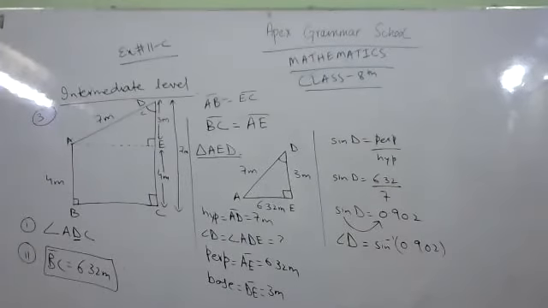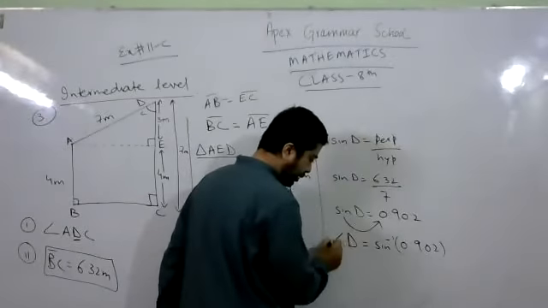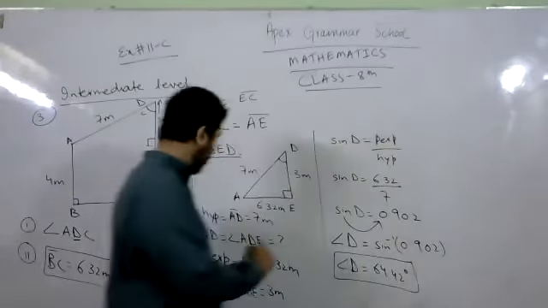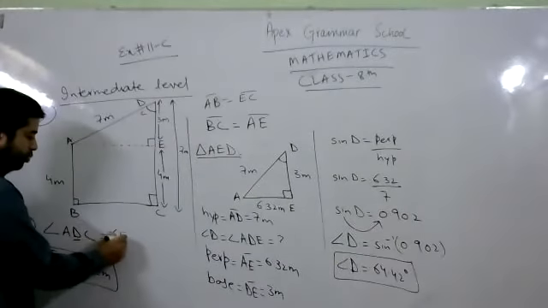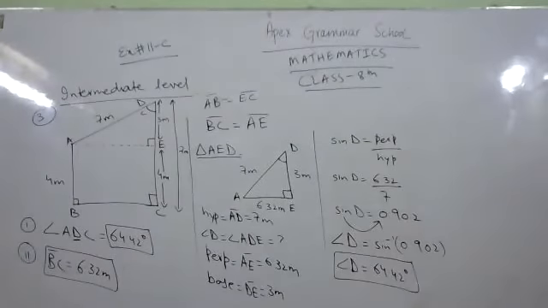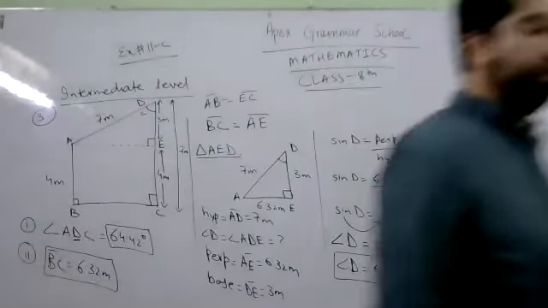And I open my scientific calculator. What will be the angle? Shift, then the sine button. It will mark as sine inverse, and then 0.902. The angle here is 64.42. This is the symbol of angle. Angle D is 64.42 degrees. Now this is this angle, angle ADC, that is 64.42 degrees. And that's it. This was your question number 3. Now we will discuss question number 4.